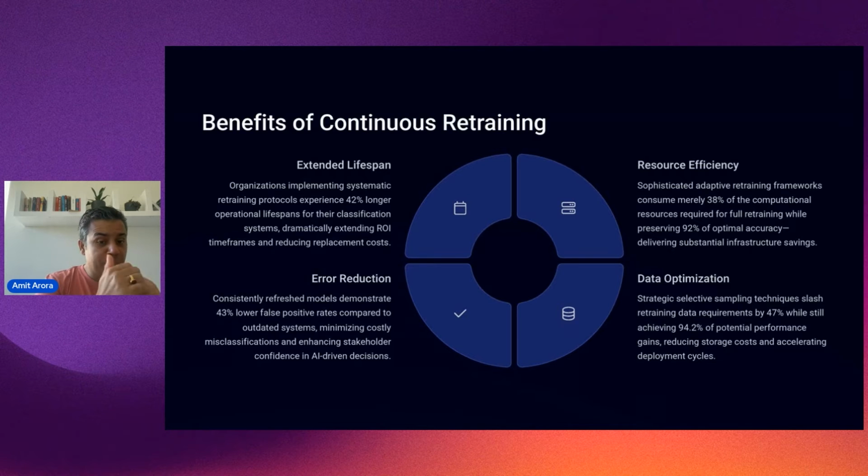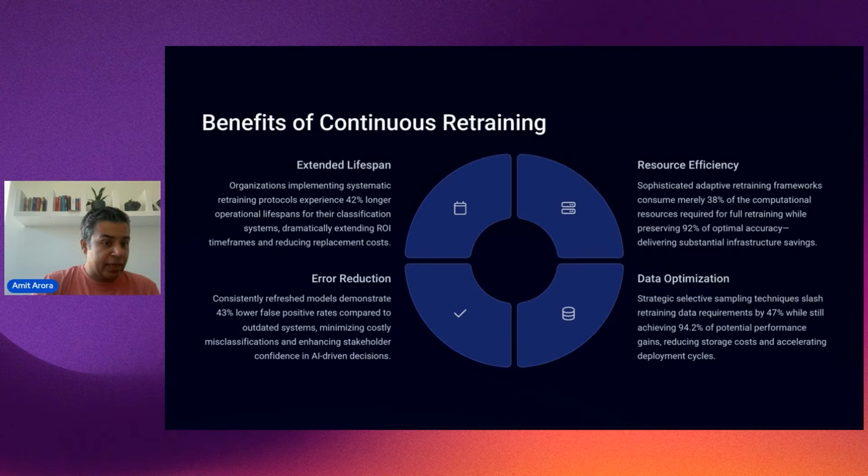And then the other one is compute savings. You can actually have 60%, 62% saving if you do regular retraining versus the full retraining of the model. The third one is data efficiency. We just need like 53% of the training volume versus the full retraining sample if you have to do it.